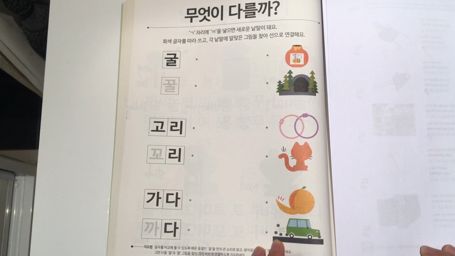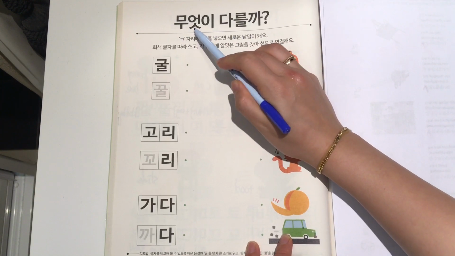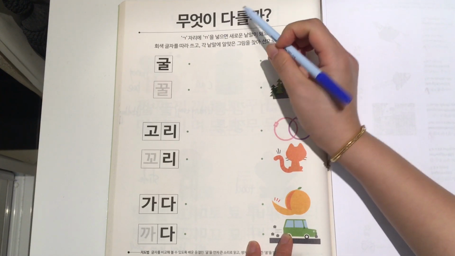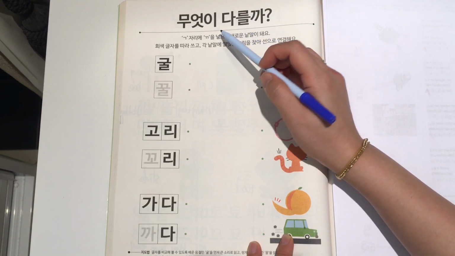오늘은 저희가 굉장히 쉬운 한글 단어들을 공부해 볼 거예요. Then let's have a look. 그럼 한번 볼까요? Headline. 무엇이 다를까? 무엇이 다를까? That means what is different?